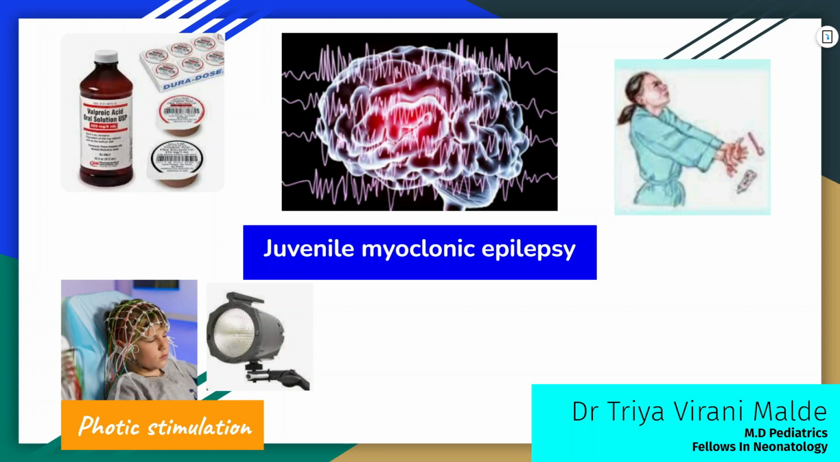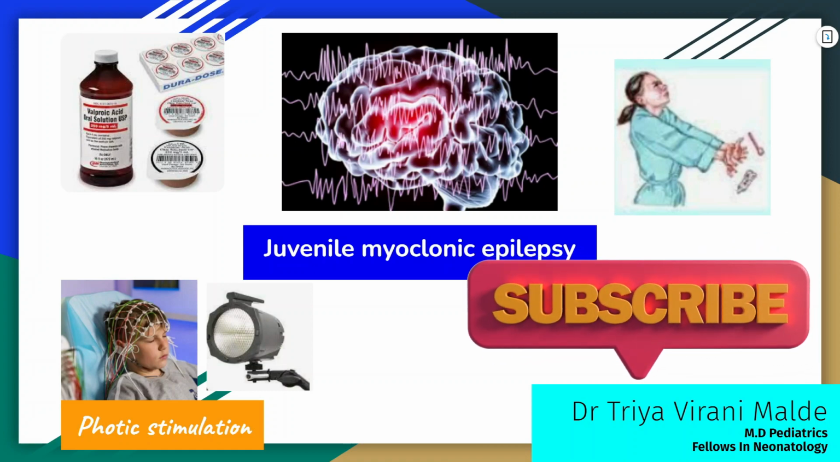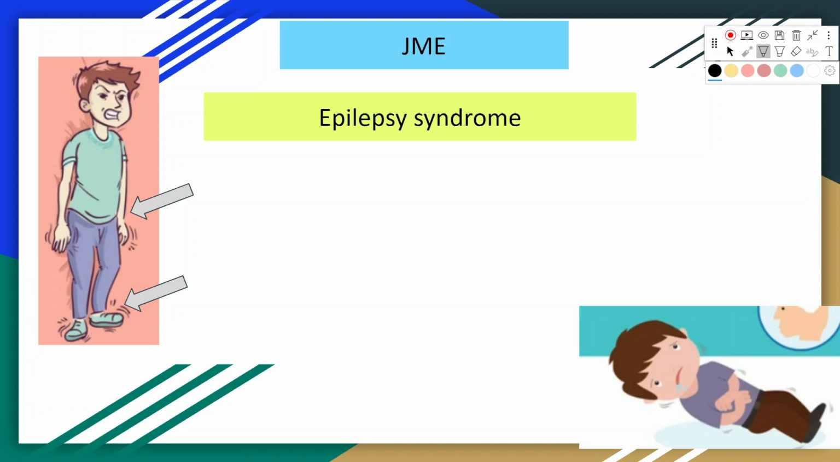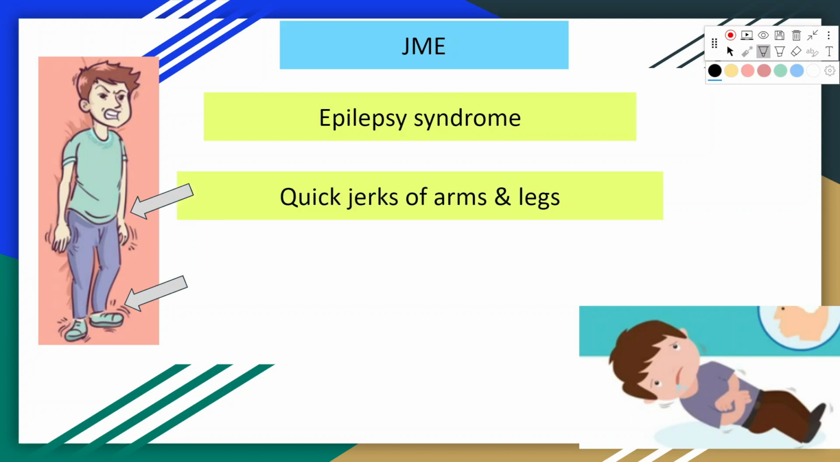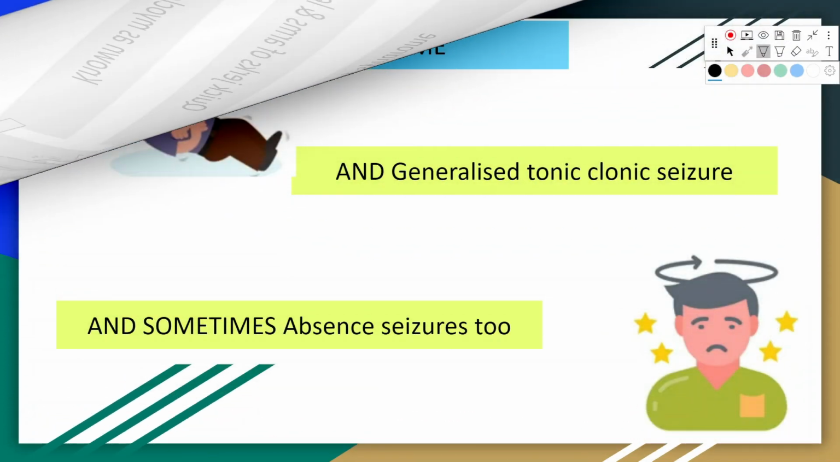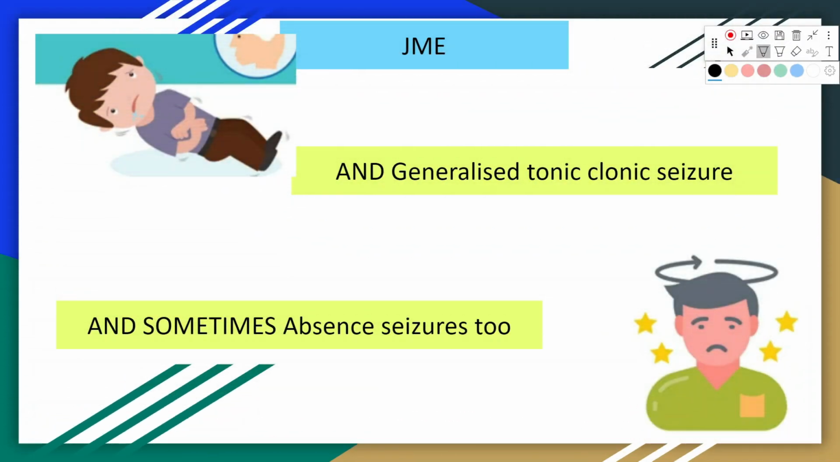Welcome back to another neurodiagnostic video where today we will learn about Juvenile Myoclonic Epilepsy, also known as JME. JME is an epilepsy syndrome in which patients experience quick jerks of arms or legs called myoclonic jerks and generalized tonic-clonic seizures, and quite often absent seizures too. And sometimes, in about a third of patients, the first seizure type that actually appears is the absent seizures, although not all patients will have this.